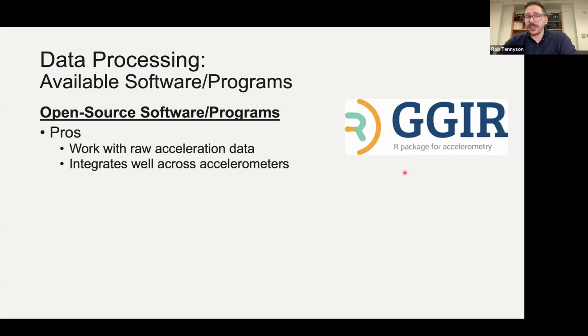It also integrates well across accelerometers. So earlier when I was talking about how a lot of modern accelerometers should give you the same results, if, say, you deployed an ActiWatch on everyone in a study at the same time as an Actigraph, as long as you use the same protocol for both, you should have the same or at least very, very comparable results.